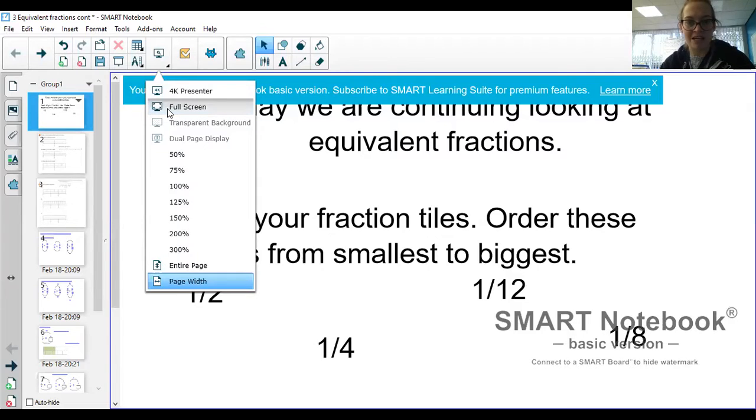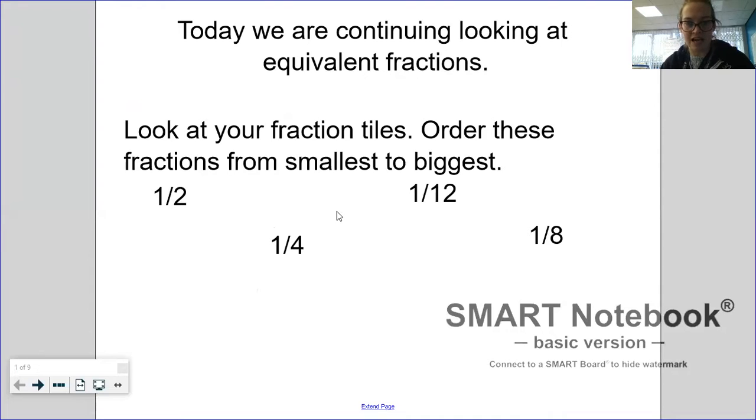So today we are continuing to look at equivalent fractions. We're going to look at the fraction tiles and order these fractions from smallest to biggest. You're going to need your fraction tiles, and you're going to order them from smallest to biggest. So we've got a half, a quarter, a 12th and an 8th. We're going to decide which is the biggest fraction and which is the smallest. We're going to start with the smallest and work to the biggest. I'm going to write them on a whiteboard to help me remember. I'm going to stop my screen share.